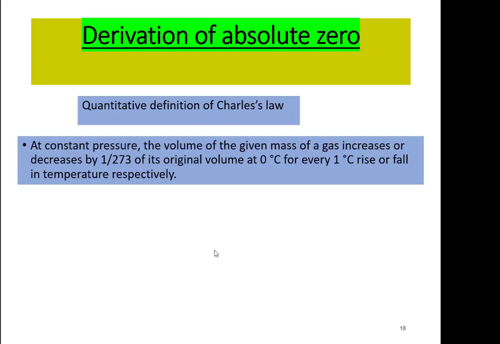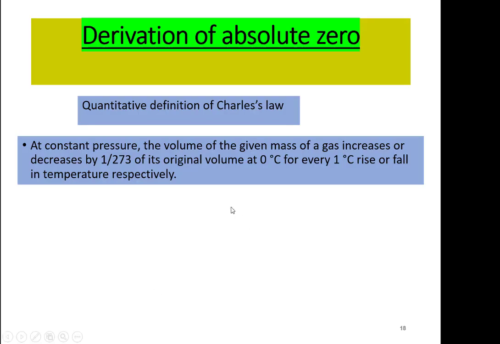According to this law, at constant pressure, the volume of the given mass of a gas increases or decreases by 1 over 273 of its original volume at 0 degree centigrade for every 1 degree centigrade rise or fall in temperature respectively. Let's understand this statement first.